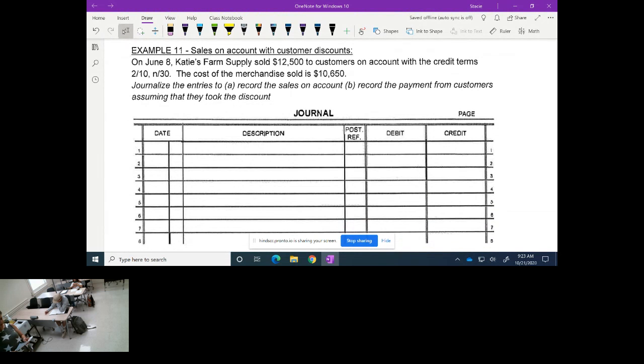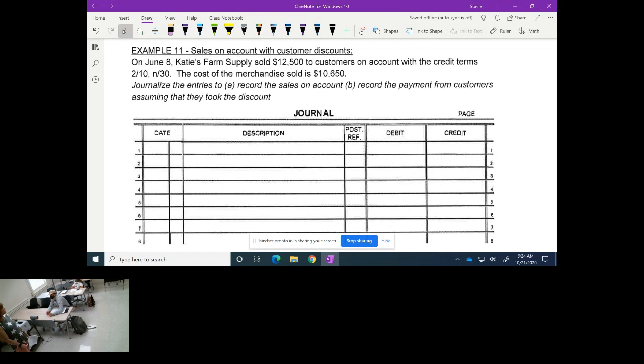All right, on June 8th, we have Katie's Farm Supply. She sold $12,500 to customers on account with the credit terms 2, 10, net 30. So what does 2, 10, net 30 mean? 2% taken off if paid within 10 days, otherwise the full amount is due in 30. You read that 2, 10, net 30, which the net makes no sense to me. Net to me means like less something.